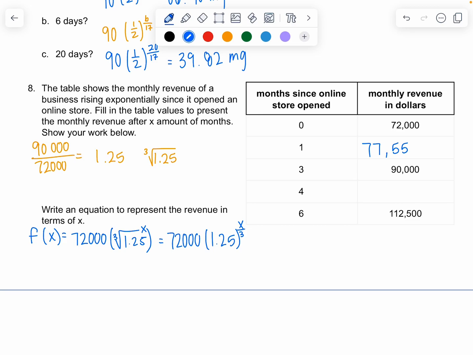I got 77,559.65. And then 90,000 for the 4th month, 96,949.56.